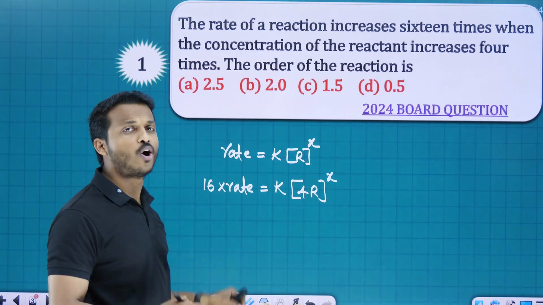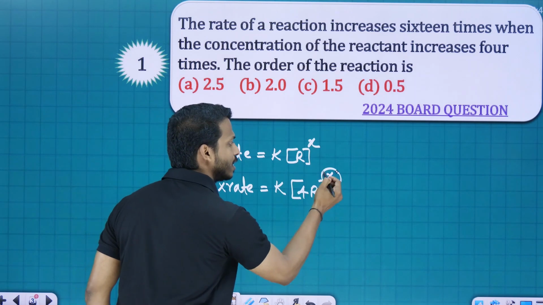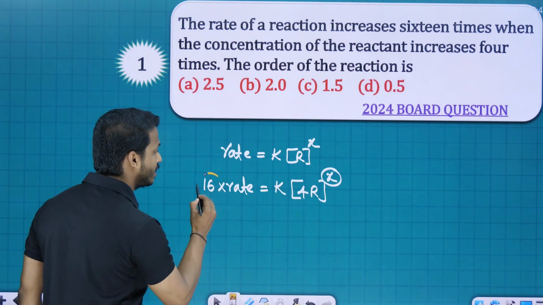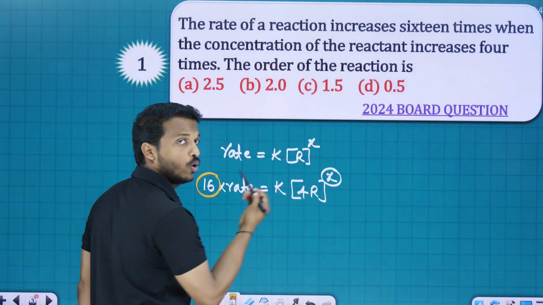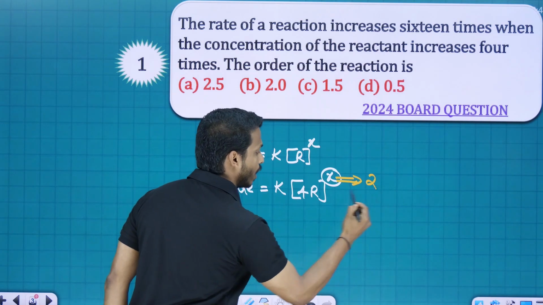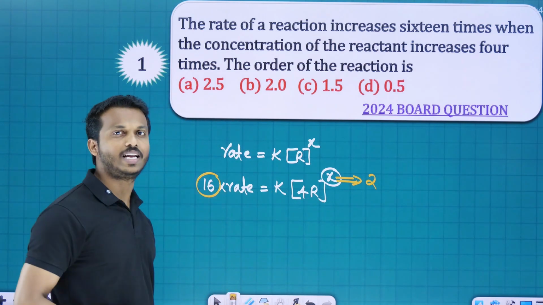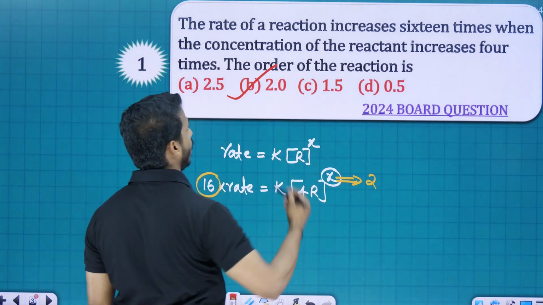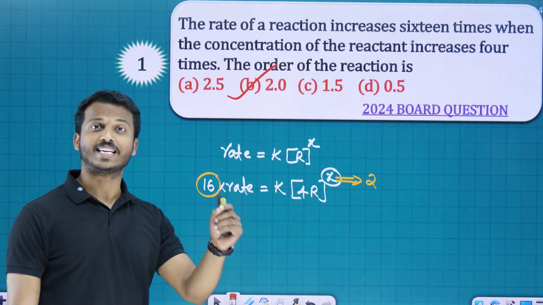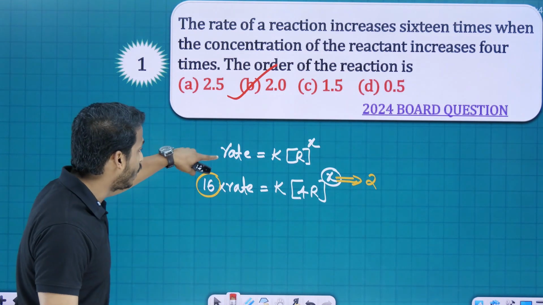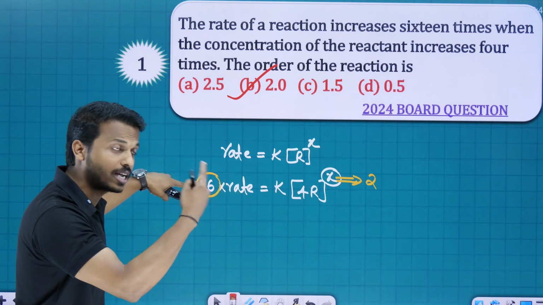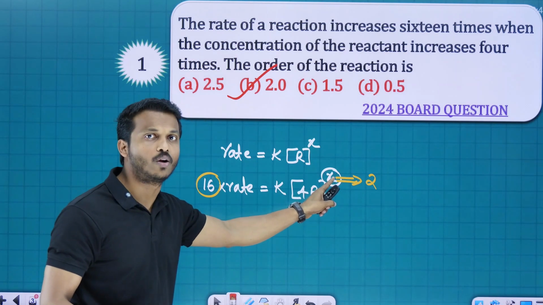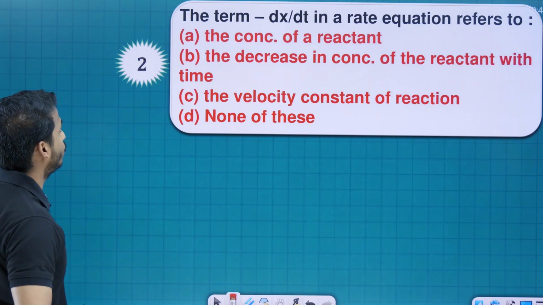Then what is the order of the reaction? You know what order is: it is the sum of the powers. If you want to get 16 times, what should the order be? The X should be what? 2, right? Then only 4 squared, we will get 16. The rate will be increased to 16 times. So what will be the answer? Option B, 2 is the order. So it is a second order reaction. Overall, the rate of the reaction increases 16 times by increasing the concentration of reactant 4 times. So 4 squared, then only you will get 16, right? Question number 2.